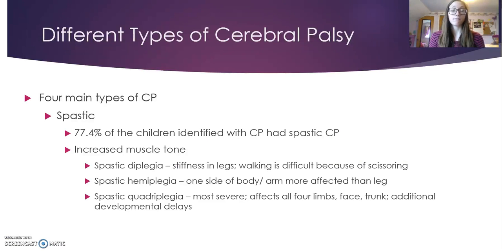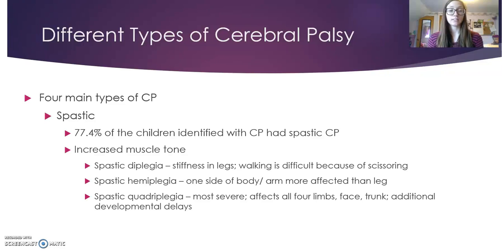There are 4 main types of cerebral palsy. The first is spastic, and about 77.4% of children diagnosed with CP have spastic CP. And it's defined as having high muscle tone, also known as tight muscles.